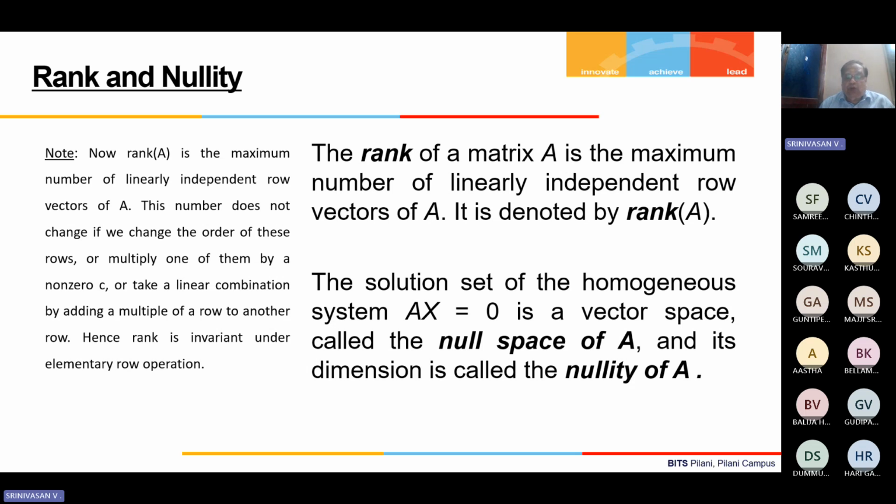Now, the solution set of the homogeneous system Ax equal to 0. Already we have seen in the last session, solving a system of linear equations of the form Ax equal to B.